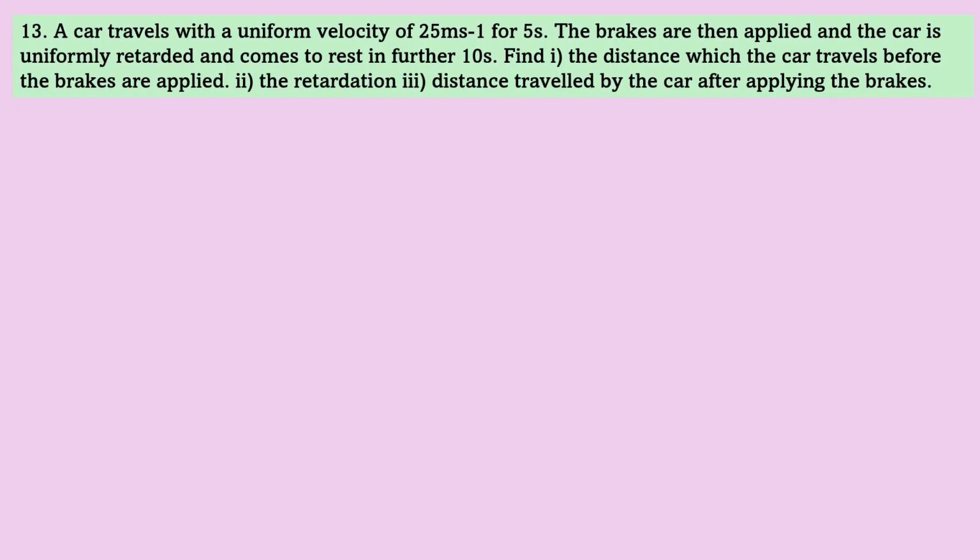Question number 13 is, a car travels with a uniform velocity of 25 meter per second for 5 seconds. The brakes are then applied and the car is uniformly retarded and comes to rest in further 10 seconds. Find number 1, the distance which the car travels before the brakes are applied. Second is the retardation. Third is the distance travelled by the car after applying the brakes.